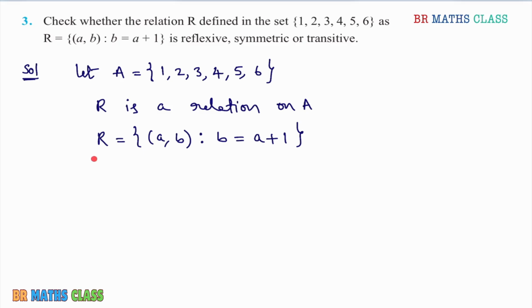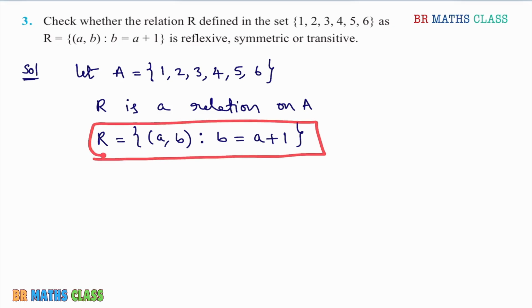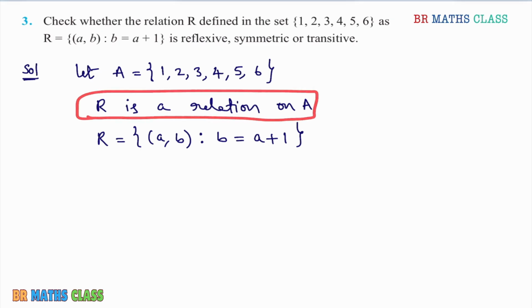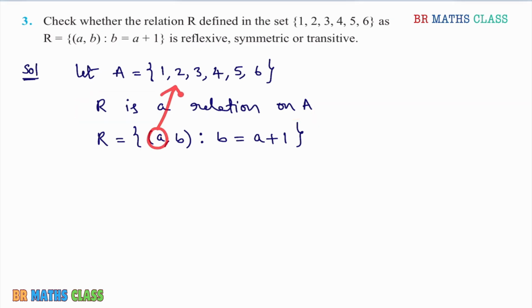Third step: how the relation is defined. The relation is defined like this: it is an ordered pair (a, b) such that b equals a plus 1. Here you need to understand a few things. Which ordered pair is there in the relation R? As R is a relation on A, this element a must belong to set A, this element b also must belong to set A, and this ordered pair must satisfy the condition b equal to a plus 1.